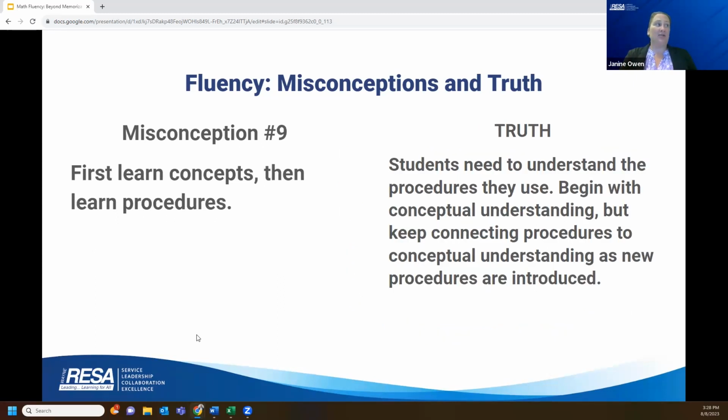The ninth misconception is that first we should learn concepts and then we can learn procedures. But the truth is that students do need to understand the procedures they use. So even after they have a conceptual understanding and then we introduce procedures, we still need to keep connecting those new procedures, new algorithms, and strategies back to the conceptual understanding so that they understand why they're doing the procedures that they are.